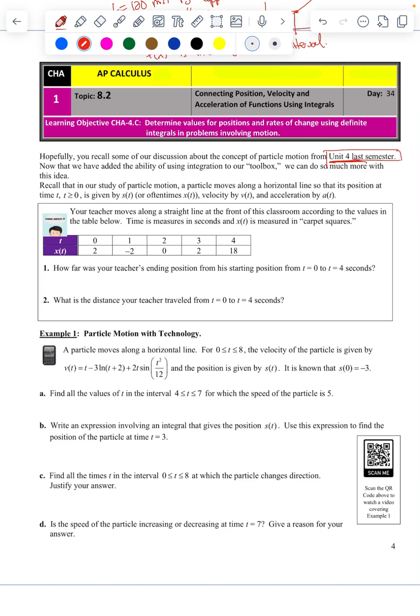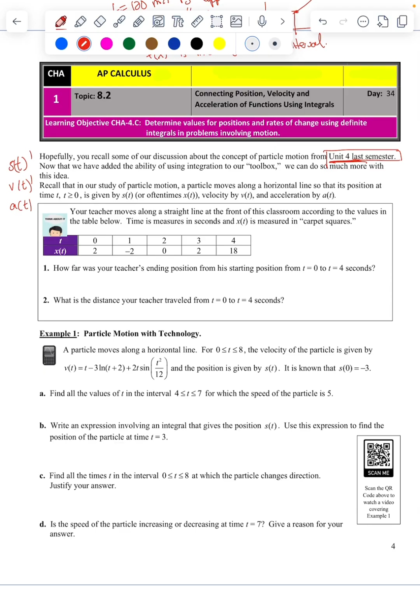But you have the derivative, right? So if you start with the position function, the derivative of that gives you velocity. The derivative of that gives you acceleration, as long as t is, of course, greater than or equal to 0, because t is with respect to time when it comes to particle motion.